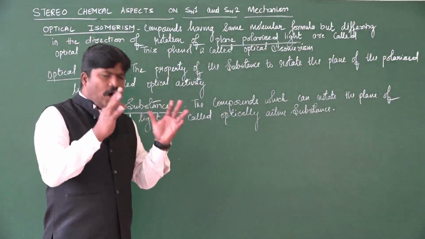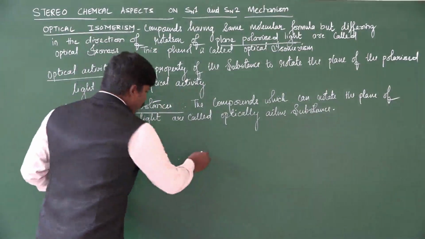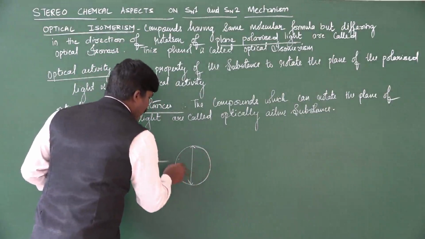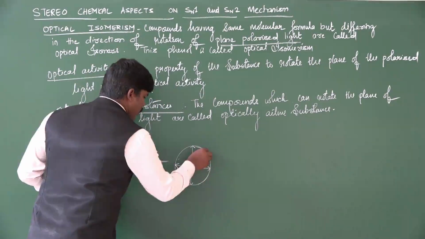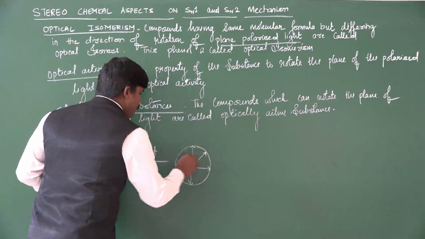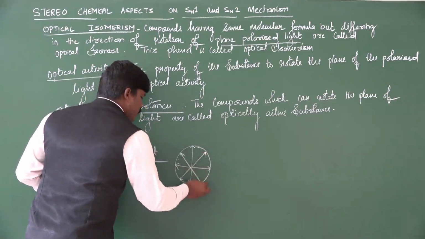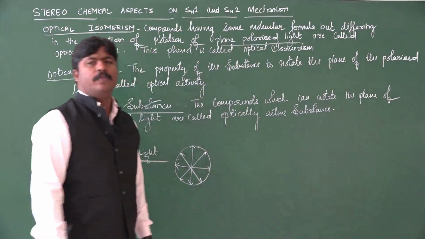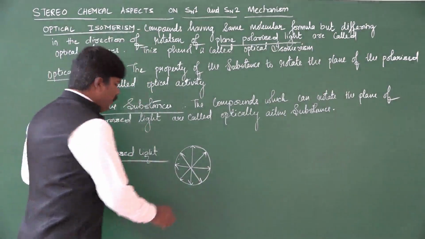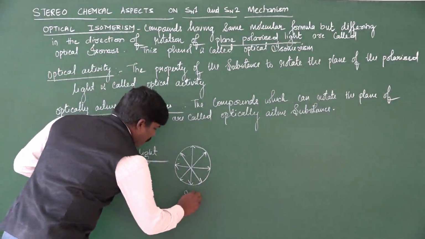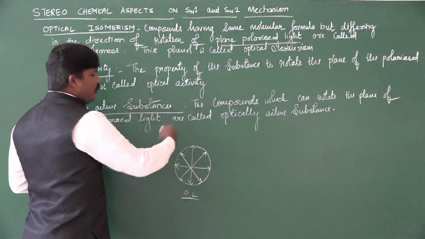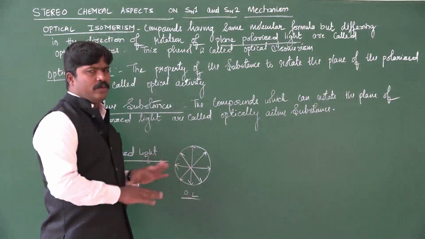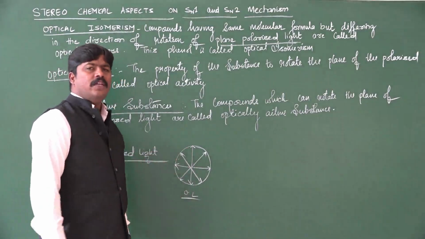So, what is the idea of ordinary light? Ordinary light is where the waves oscillate in all directions. If I pass this through an organic compound, even though it may be optically active, it may not exhibit optical activity, because this is ordinary light. You can see oscillation in all directions. The waves are oscillating in all directions. If I pass this through the compound, I cannot expect any optical activity.